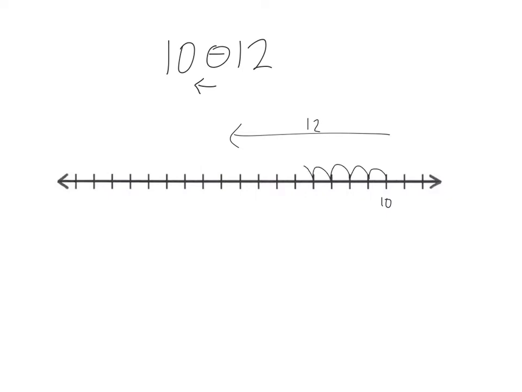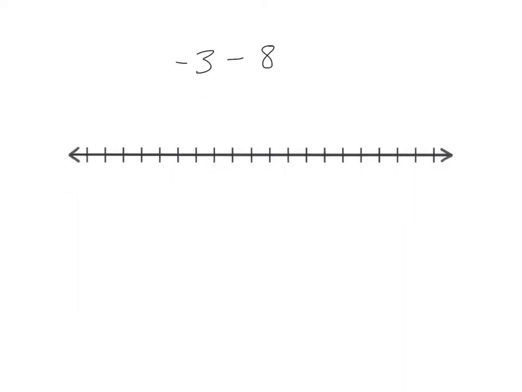1, 2, 3, 4, 5, 6, 7, 8, 9, 10, 11, 12. So the question is, what is that spot right there? If that's 10 here, that'd be 9, 8, 7, 6, 5. It's 5 right there. 4, 3, 2, 1, 0 is right there. But then what's less than 0 by 1? Negative 1, and then right there, negative 2 is our answer. So what is 10 minus 12? It's negative 2.